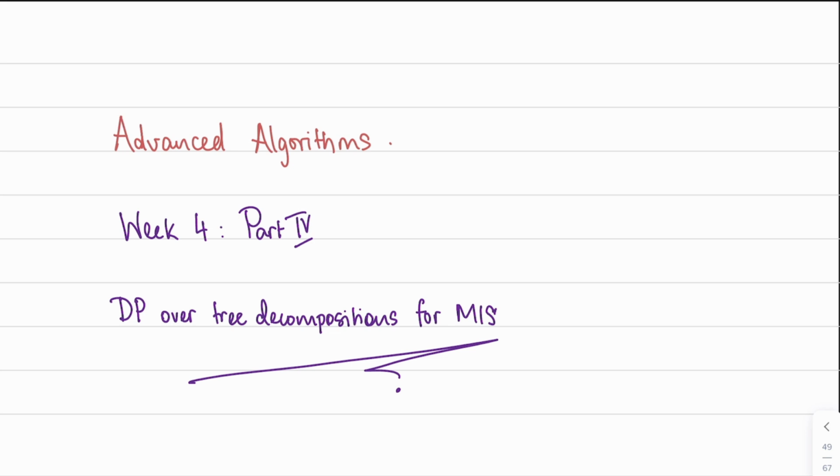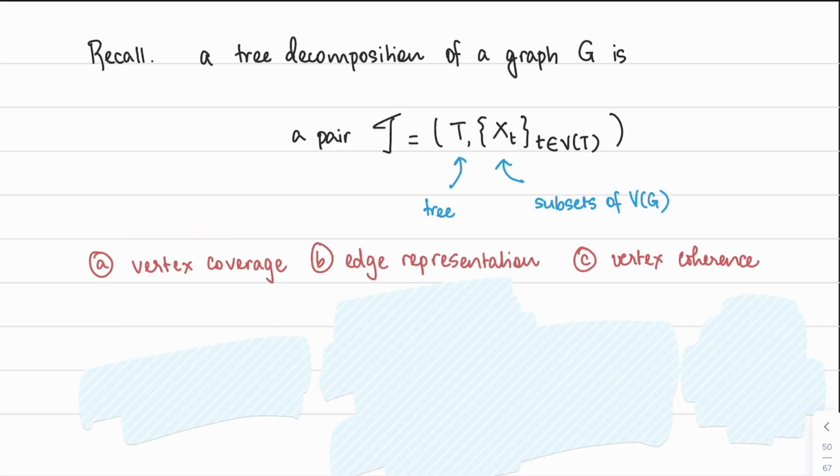So let's actually begin by recalling the definition of tree width. To that end, we said we need a tree decomposition, and a tree decomposition is a pair of objects. It's a tree and a function that associates with every node of this tree a subset of vertices of the graph G. And these subsets, we call them bags.